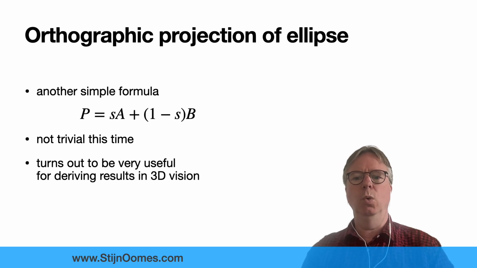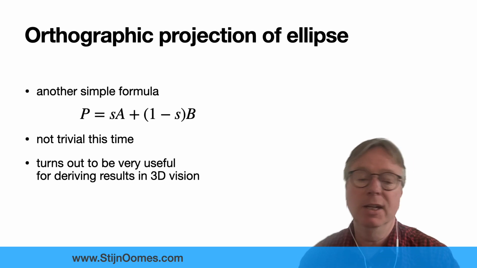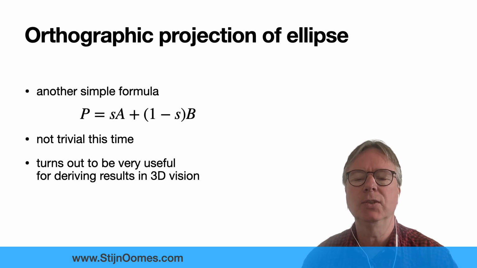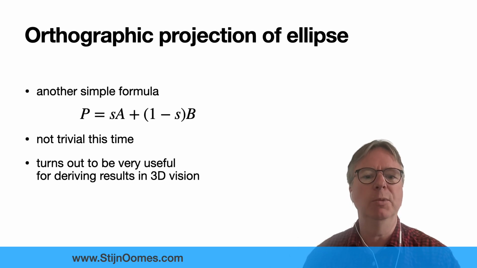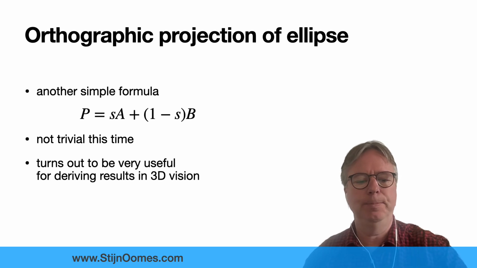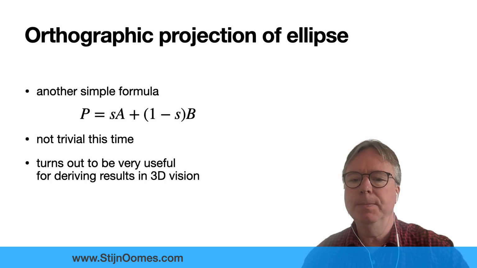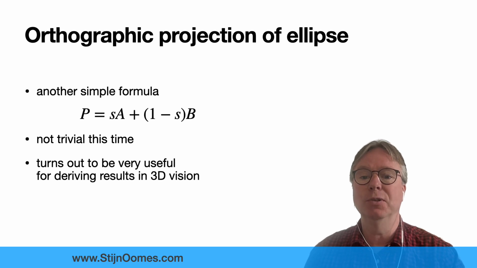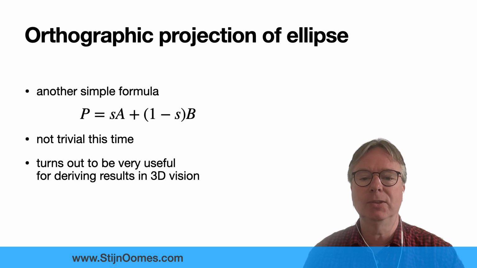So what do we have? I derived for you a very simple formula, another simple formula, all thanks to rational trigonometry. We get all these simple formulas, although this time it's not a trivial case. It took us quite a number of steps to actually complete the proof. And I've shown you a couple of examples, but what I haven't told you, I'm going to tell you now, is that this turns out to be very useful for deriving results in 3D vision. So I'm going to talk about that in future lessons.